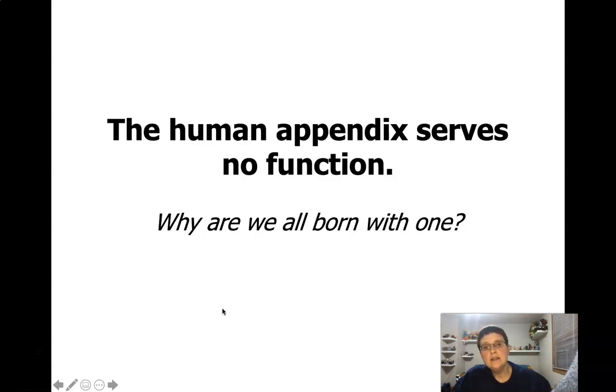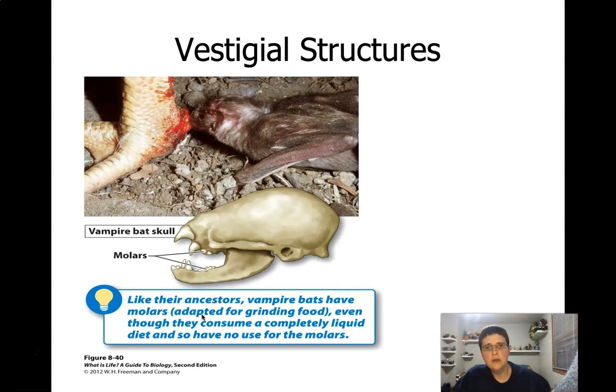So what is the appendix then called? Well, the appendix is called a vestigial structure. So vestigial structures are leftover structures, evolutionary leftovers. These are structures that are still there but aren't used. They're coded for in the genetics and the DNA, so the organism still makes them, but they're usually a smaller version of the original.